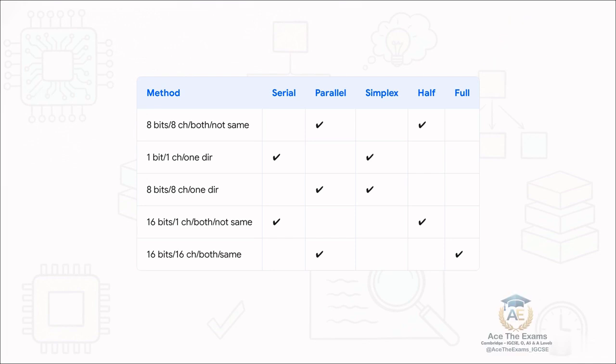Second row, 1 bit, 1 channel, 1 direction. 1 channel is serial. 1 single direction is simplex. Third row, 16 bits, 1 channel, both directions, not same time. Again, 1 channel is serial. Not same time is half duplex.